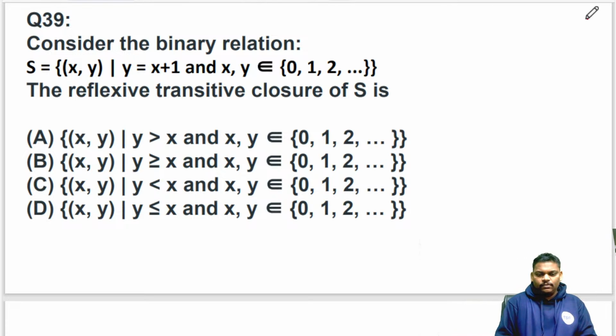Question number 39. Hi Preeti, can you go ahead? This problem we did not do in the last class. Check what is the answer. Consider the binary relation. Some binary relation is given. S is equal to xy, where y is equal to x plus 1. x, y belongs to 0, 1, 2 and so on.